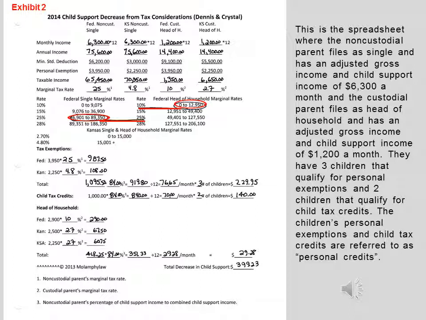This is the spreadsheet where the non-custodial parent files as single and has an adjusted gross income and child support income of $6,300 a month, and the custodial parent files as head of household and has an adjusted gross income and child support income of $1,200 a month. They have 3 children that qualify for personal exemptions and 2 children that qualify for child tax credits. The children's personal exemptions and child tax credits are referred to as personal credits.